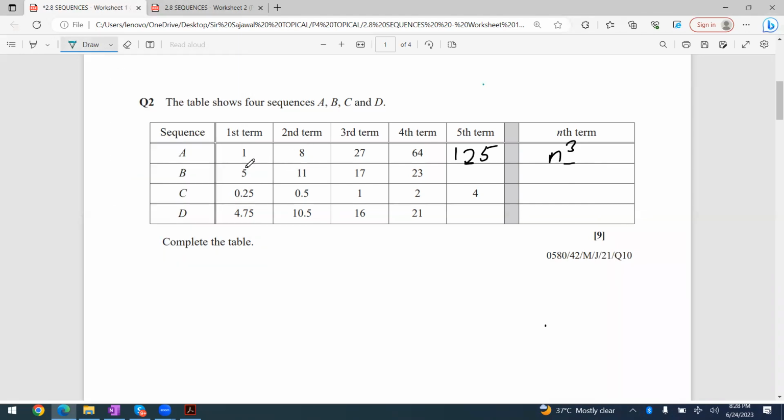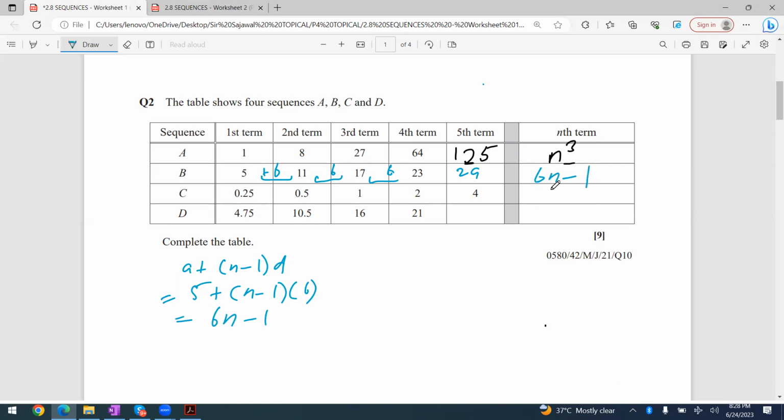What about the next one? Is it a linear sequence? I think so. It's a linear sequence, right? The difference is always 6. So just add 6, positive 6, obviously. 29. And use A plus n minus 1 into D. A is 5. So 5 plus 6n minus 6, which is 6n minus 1.